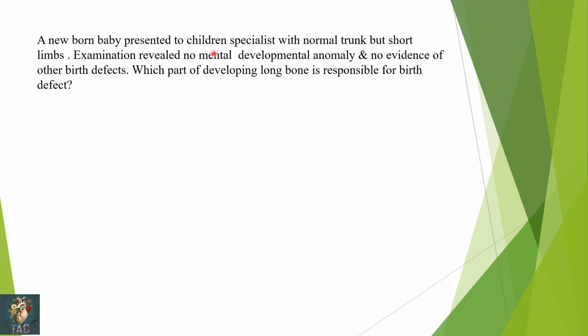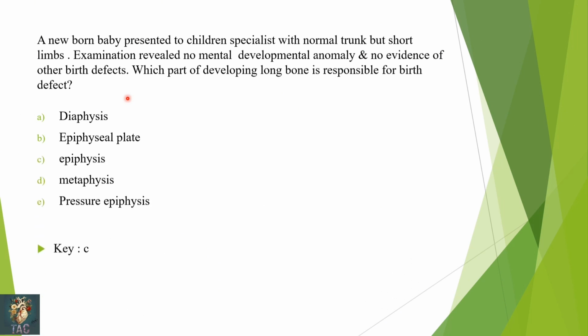A newborn baby presented to the children's specialist with a normal trunk but short limbs. Examination revealed no mental developmental anomaly and no evidence of other birth defects. Which part of the developing long bone is responsible for the birth defect? That is diaphysis, epiphyseal plate, epiphysis, metaphysis and the pressure epiphysis. So it is basically the epiphyseal plate where endochondral ossification is taking place and which is responsible for lengthening of the bone in the long bones, and if there is a defect in this region it will lead to short limbs.